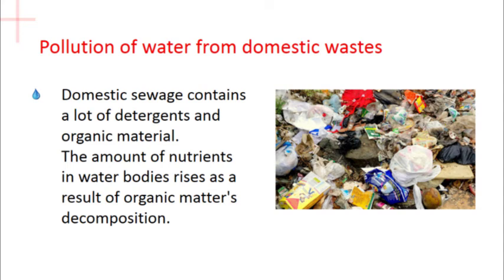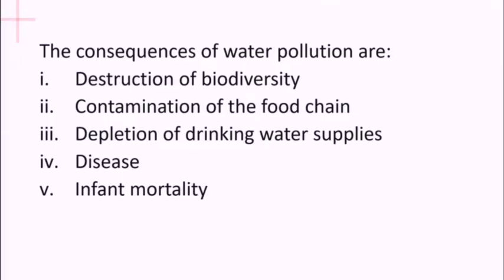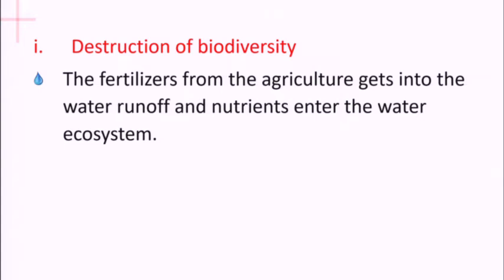Pollution of water from domestic waste. Domestic sewage contains a lot of detergents and organic material. The amount of nutrients in the water bodies rise as a result of organic matter's decomposition. The consequences of water pollution are destruction of biodiversity, contamination of the food chain, depletion of drinking water supplies, disease and infant mortality. Destruction of biodiversity.